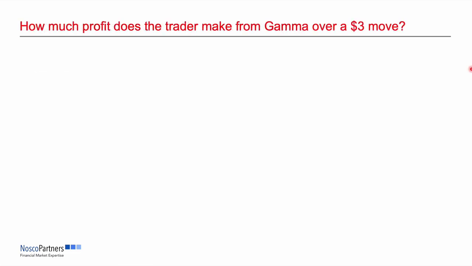In order to understand how much profit the trader makes from this spot move of up $3 and down $3, let's watch the trader more carefully. When the trader bought the put, it had a delta of minus 50%.